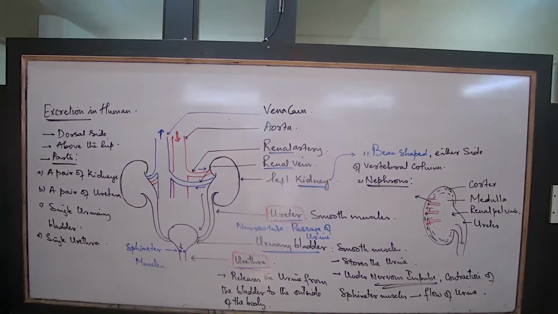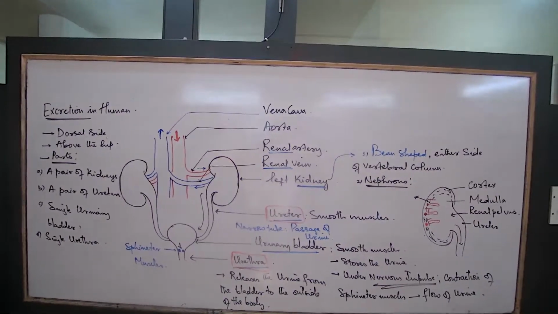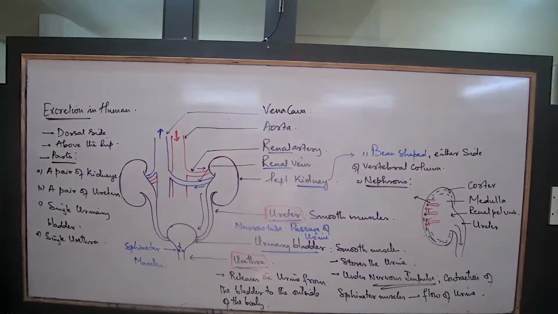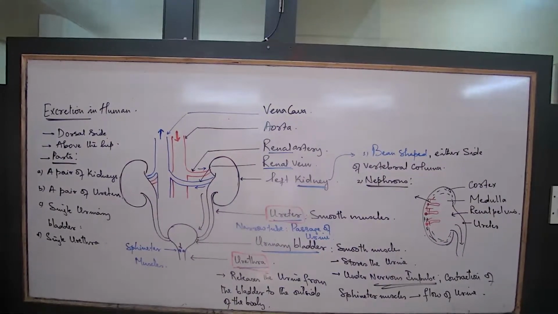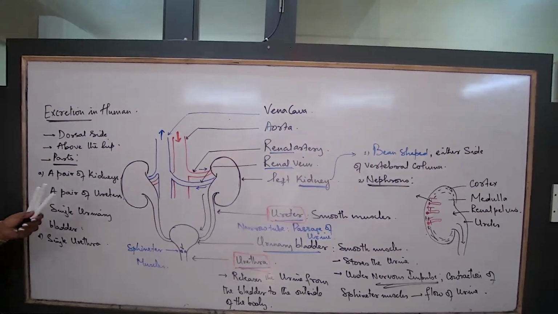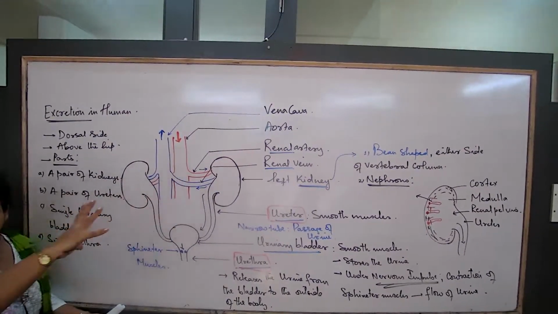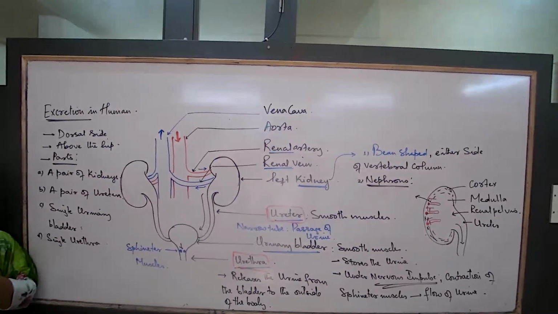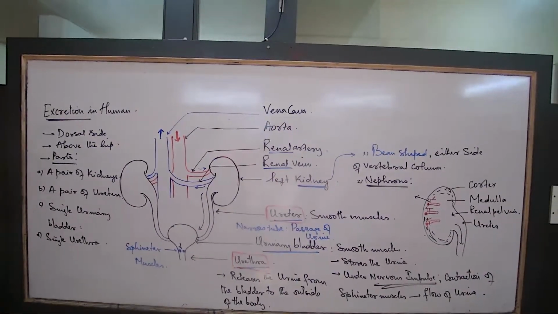This is known as the Bowman's capsule, and it has a knot of blood capillaries, a bundle of blood capillaries inside, which is formed from the division of the renal artery. As the renal artery enters, it again divides into a large number of vessels, and ultimately those vessels form a ball of blood vessels. This ball of blood vessels is the glomerulus.